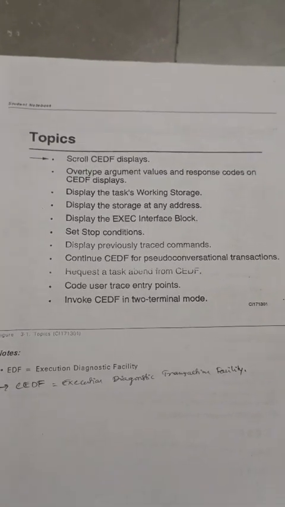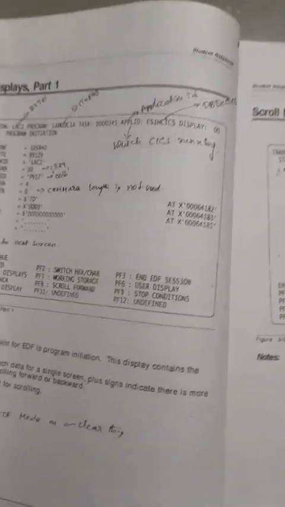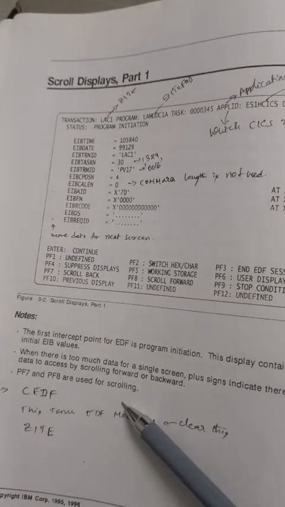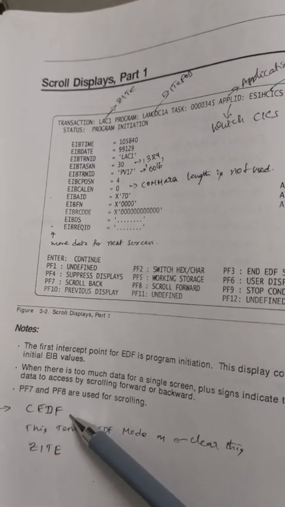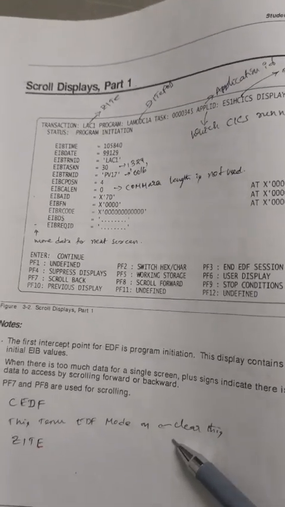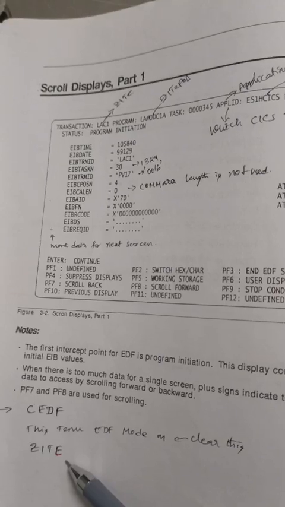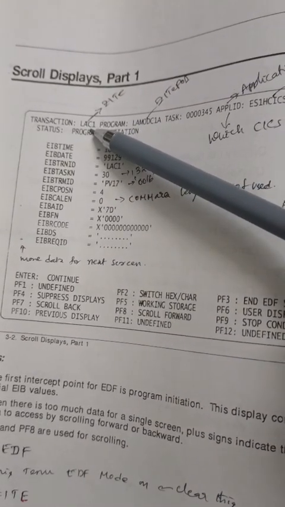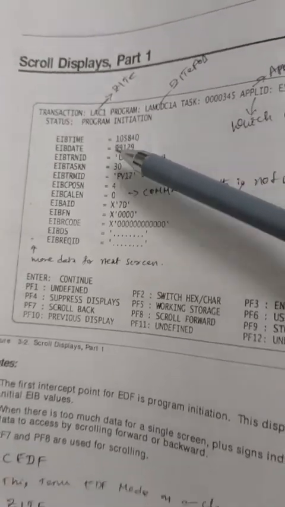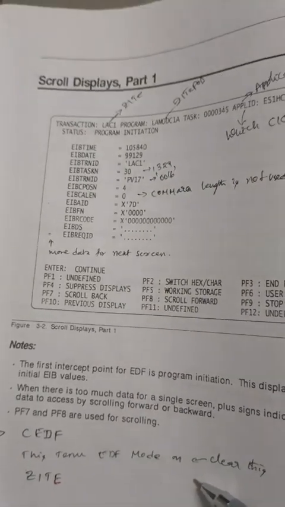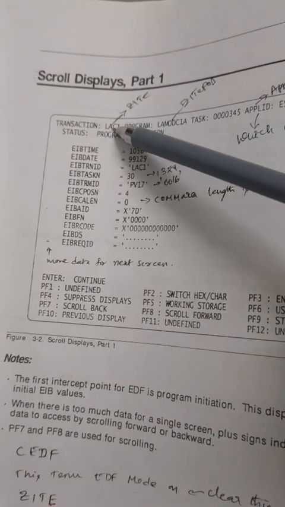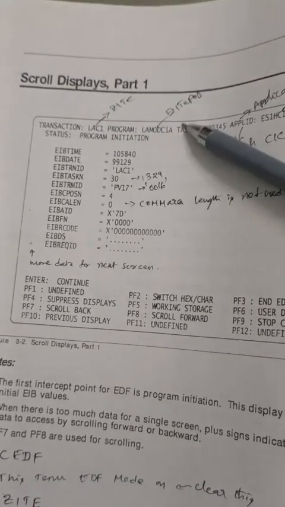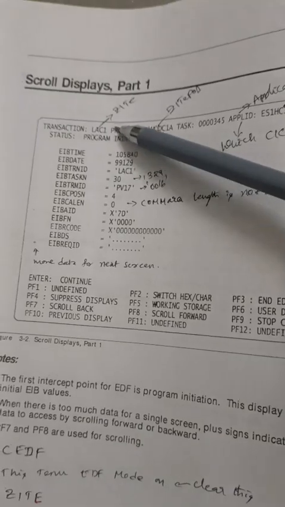First, we will see how to initiate CEDF. To initiate CEDF, first type CEDF, then clear the screen, then invoke your transaction ID. Here, my transaction ID is LAC1. Give CEDF, then clear the screen, then give the transaction ID LAC1. The transaction ID is four characters.